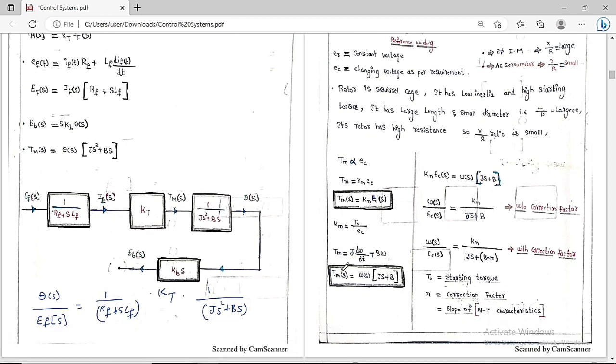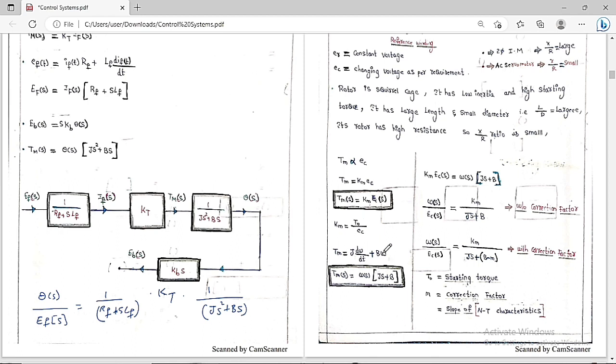Now this motor torque Tm is nothing but J into d omega by dt plus b into omega. This is a general expression we know. Applying the Laplace transform, we get Tm of s is equal to s into J into omega of s plus b into omega of s. If we take omega of s common, we get Tm of s is equal to omega of s into (Js plus b).